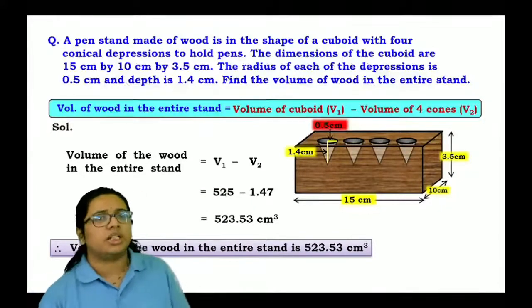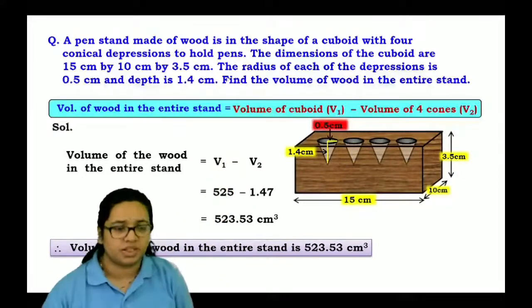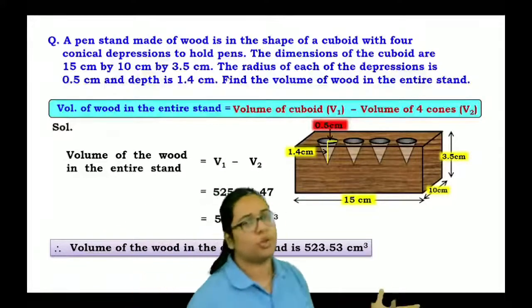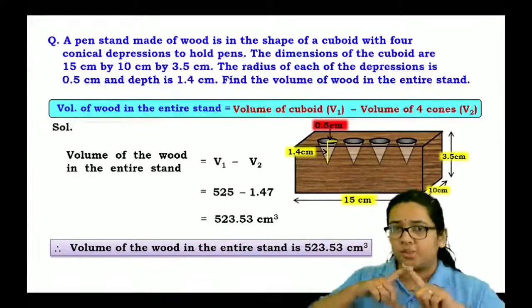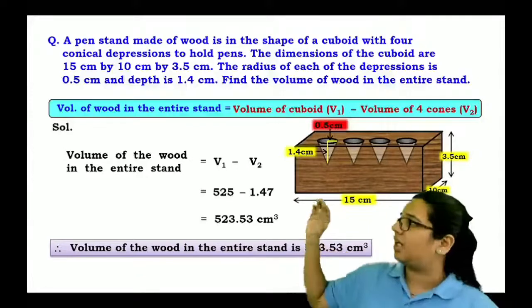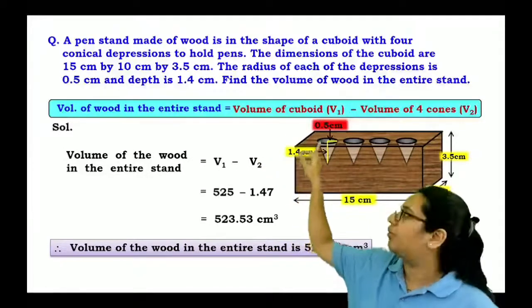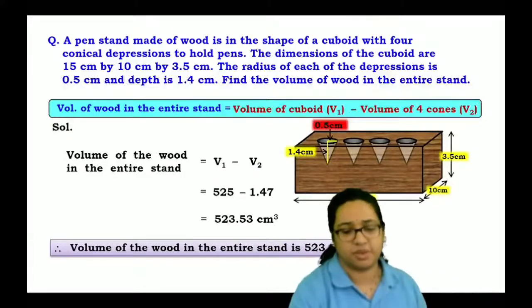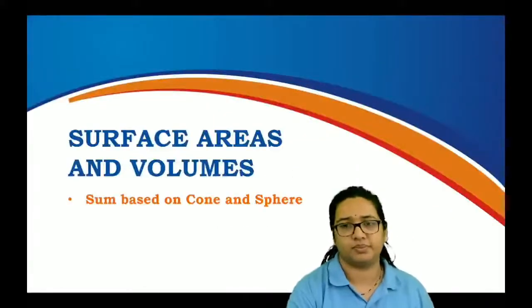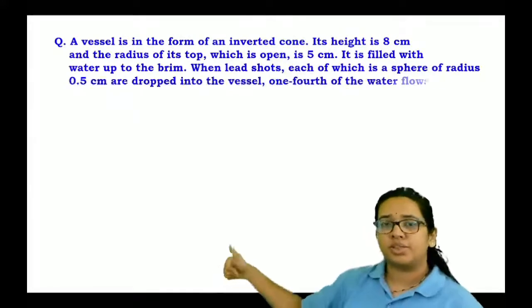समझ में आ रहा है? क्लियरली क्वेश्चन में दिया गया था वॉल्यूम क्या रहेगा. सो हमने फॉर्मूला यूज किया. सबसे पहले हमने वॉल्यूम ऑफ द क्यूबॉइड चेक किया और we are just subtracting the volume of this cone for 4 times. Now the next question.